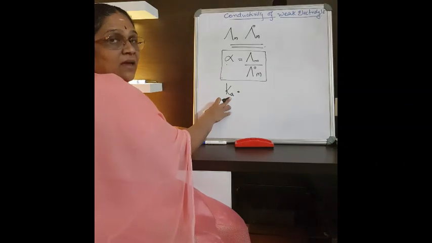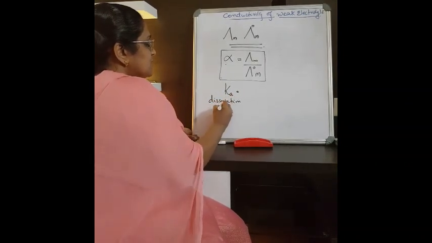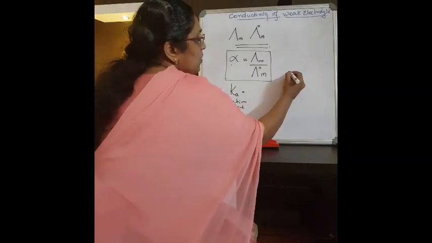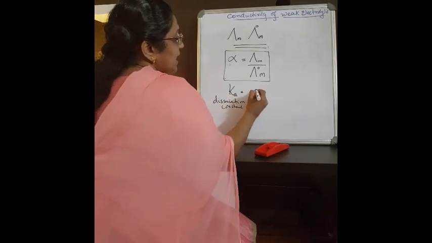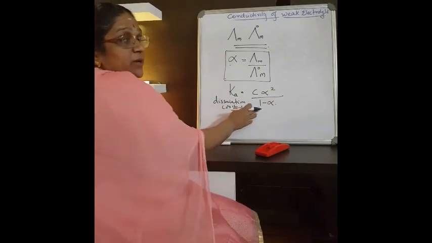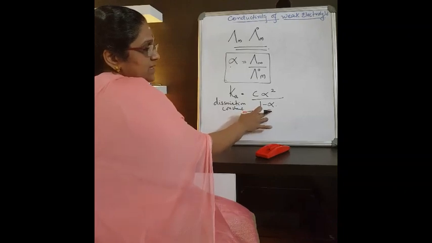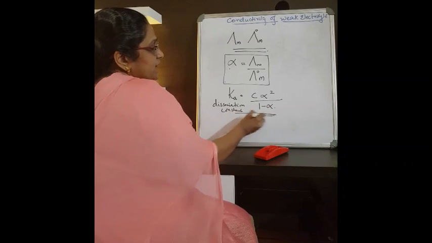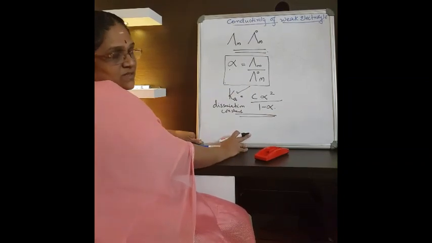Now, if you know alpha, you can very well find Ka. What is Ka? Ka is the dissociation constant. Last class we studied, isn't it? Dissociation constant, how? You have a formula. I will write here itself. Ka is equal to C alpha square by 1 minus alpha, from the equilibrium chapter last year. C alpha square by 1 minus alpha. Now you substitute the value of alpha in this, and you can find Ka, the dissociation constant.